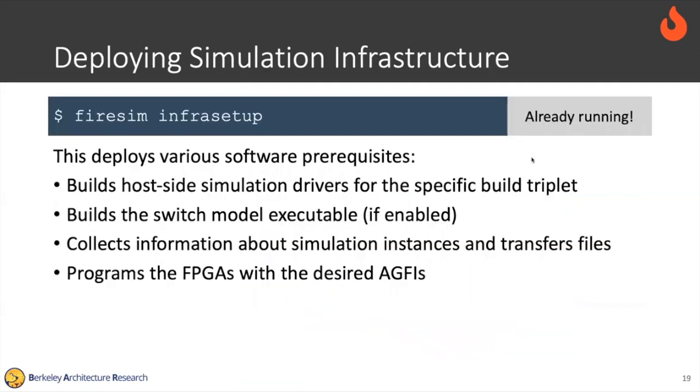Then you should see an infra setup that is actually building things and deploying them to that machine that was launched. So in the case of that simulation machine, what it's going to do is first it's going to say, I'm going to build all the simulation drivers for that particular FPGA simulation. So I'm going to build all that C++ code that the Golden Gate compiler emits. Then it's going to build a switch model if needed. In this case, we're not running a switch-enabled simulation, a network simulation, so it's not going to do that. And then it's going to start transferring files back to that FPGA instance so that it can run the simulation.